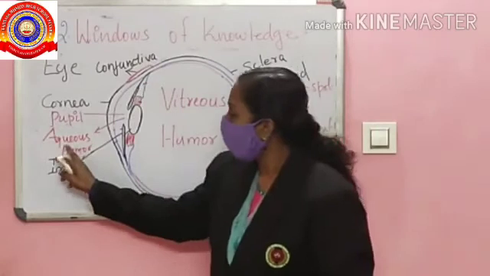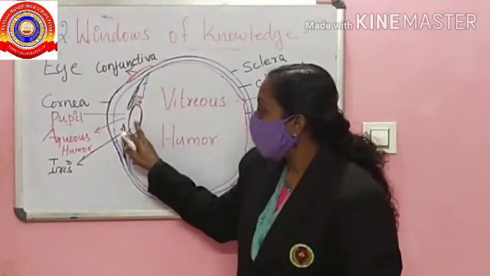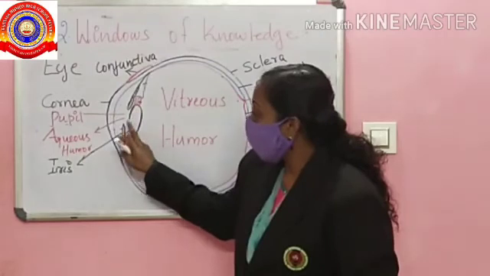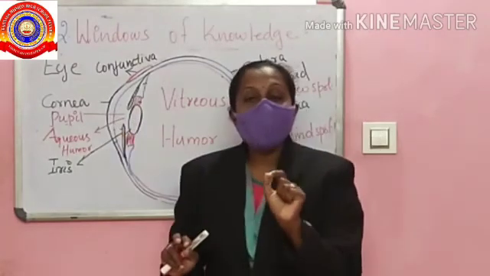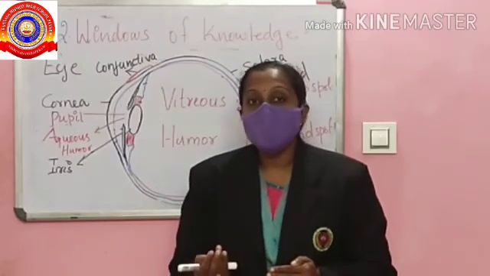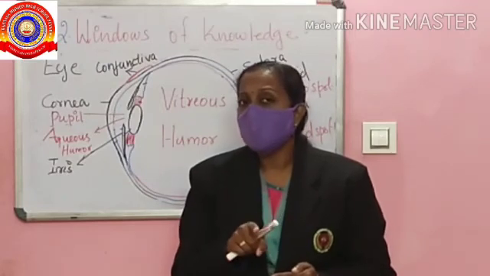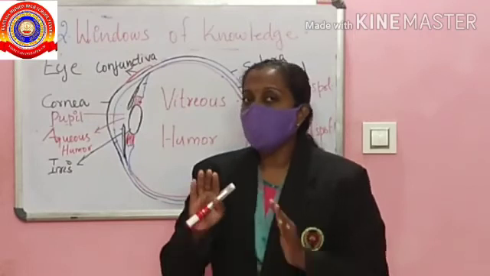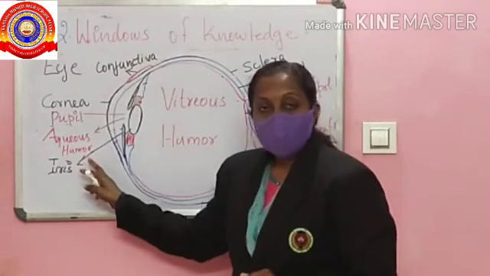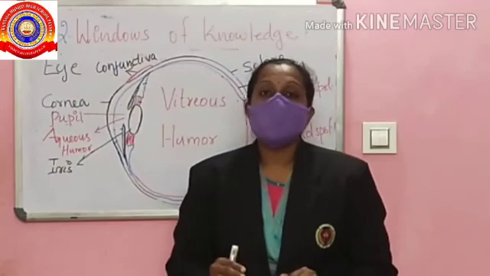Next one is the aqueous humor. Aqueous humor is seen between the lens and the cornea. The peculiarity of aqueous humor is the fluid is obtained from the blood and reabsorbed into the blood itself. This you have learned in the first chapter. Do you remember about cerebrospinal fluid? Same peculiarities about aqueous humor. The function of aqueous humor is it provides nutrients and nourishment to the tissues of the eye.